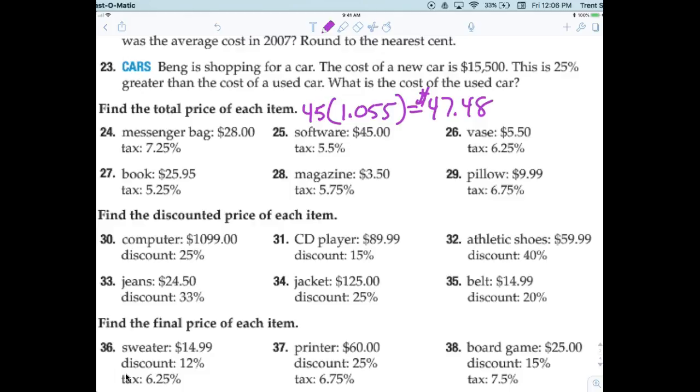All right, 27. Allison's on 27. You're on 29. What do I do? 25 times 0.52. You are awesome, girl. Good job. Type that in, please. Round to the nearest penny.